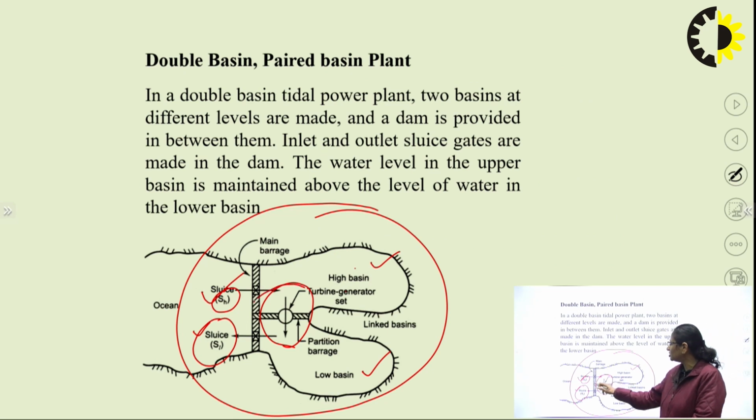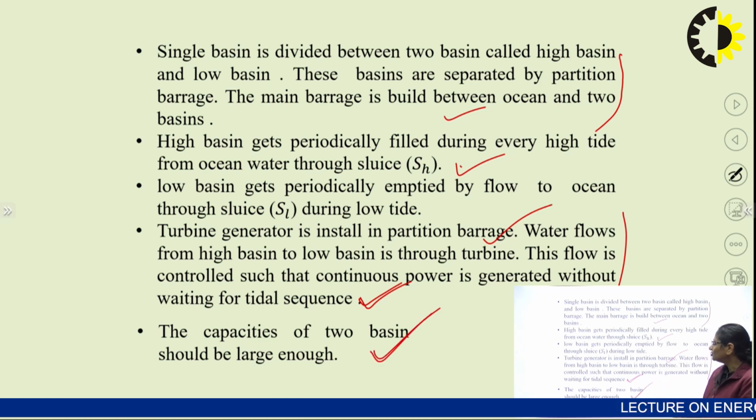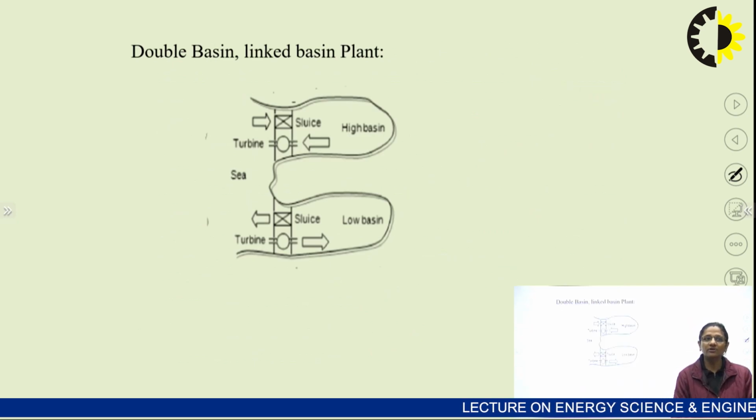The partition barrage is somewhere here. The turbine and generator are installed in the partition barrage. Water flows from the high basin to the low basin through this turbine. This flow is controlled such that continuous power is generated without waiting for the tidal sequences. So, this particular system of tidal energy conversion gives us almost constant power output. The capacities of the two basins should be large enough to obtain a continuous electrical power output.